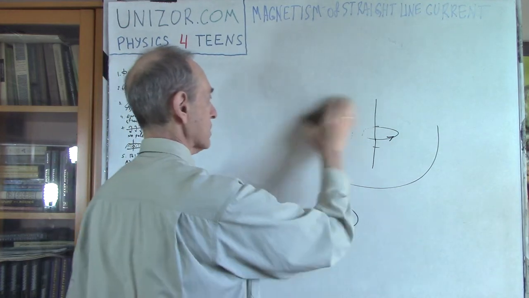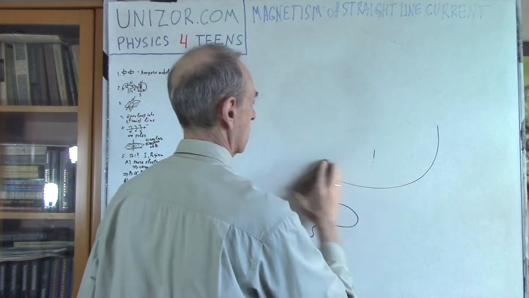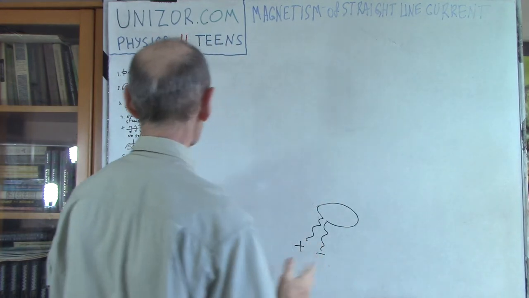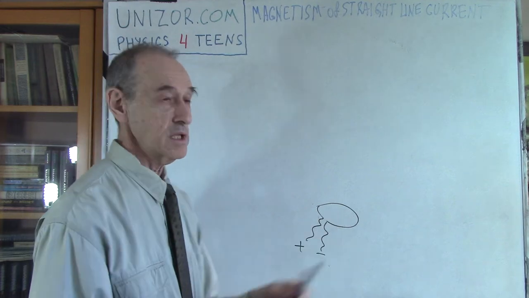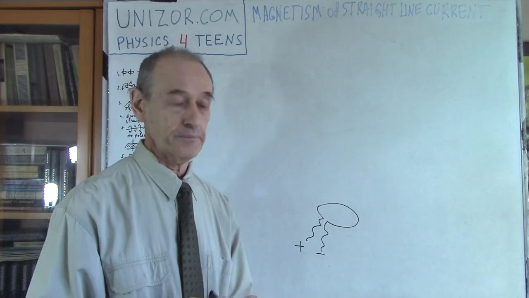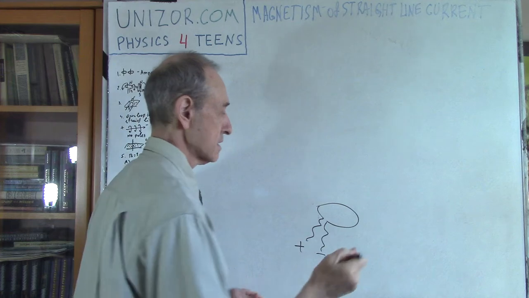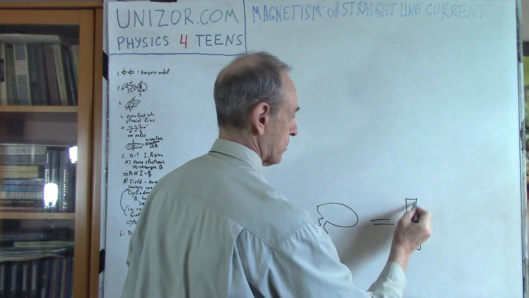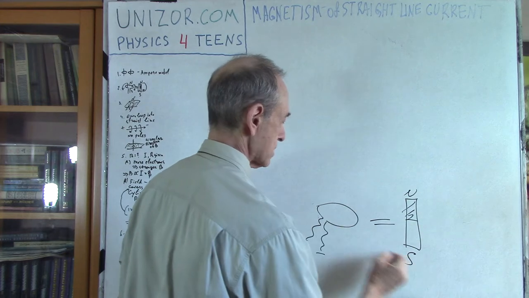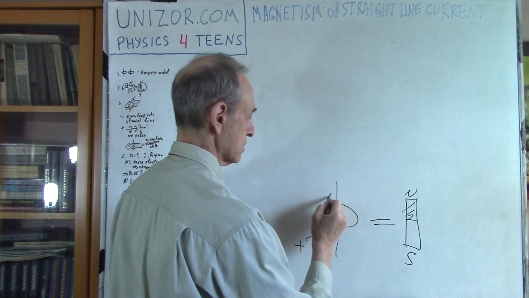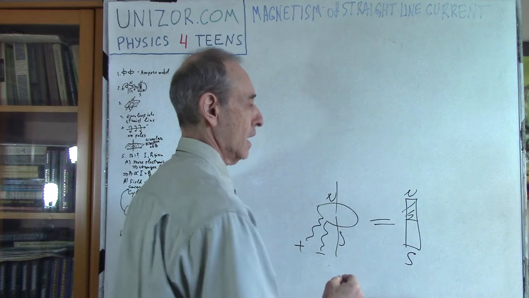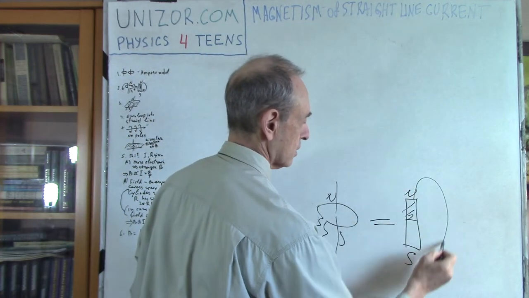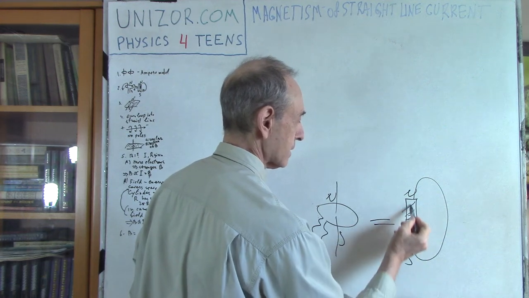So obviously experiments were conducted, and the experiments confirmed that this actually has the same properties as a permanent magnet. This is north and this is south. And you remember about magnetic lines? Magnetic lines are going from north to the south, and then inside the magnet they're going back.